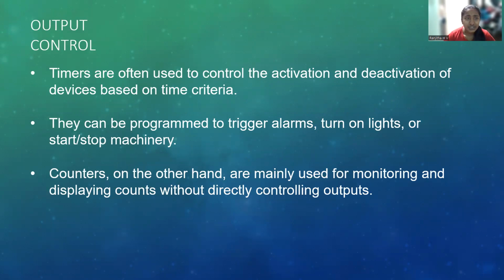Output control. Timers are often used to control the activation and deactivation of devices based on set criteria. They can be programmed to trigger alarms, turn on lights, or start or stop machinery. Counters, on the other hand, are mainly used for monitoring and displaying counts without directly controlling output.